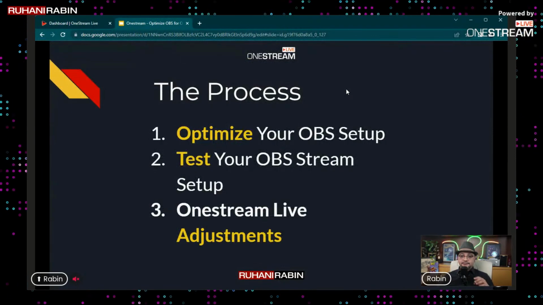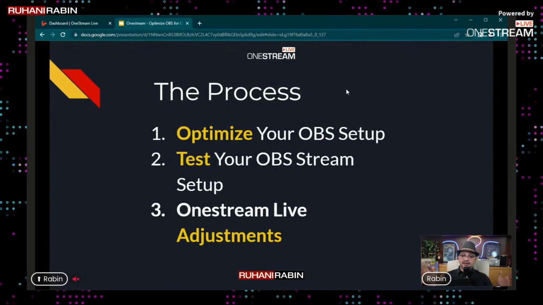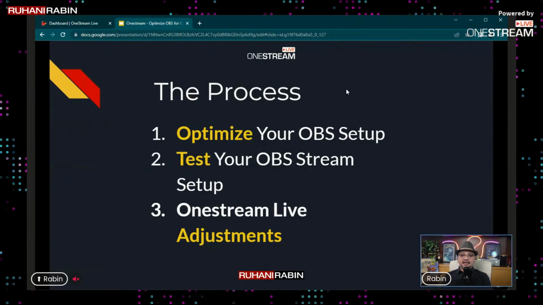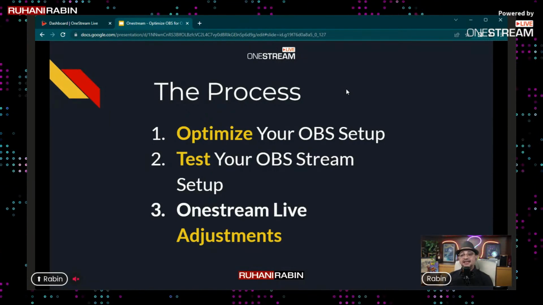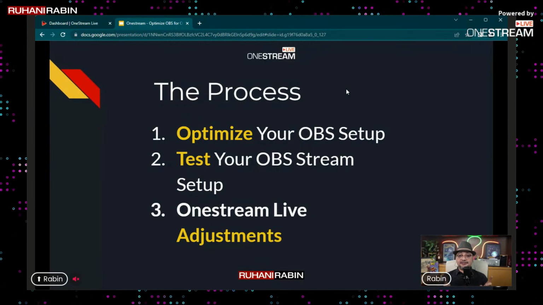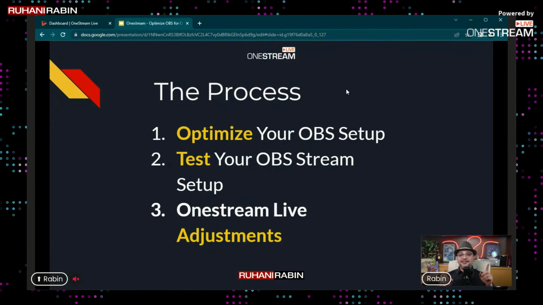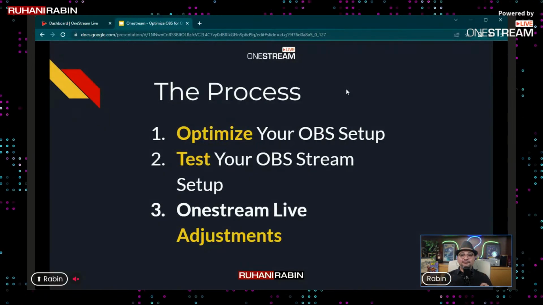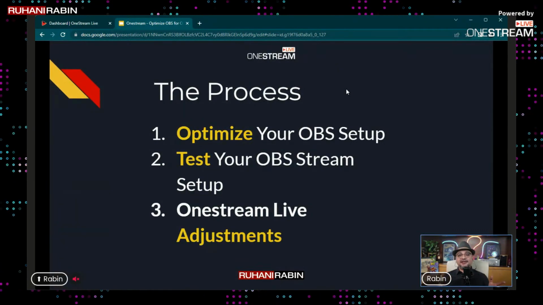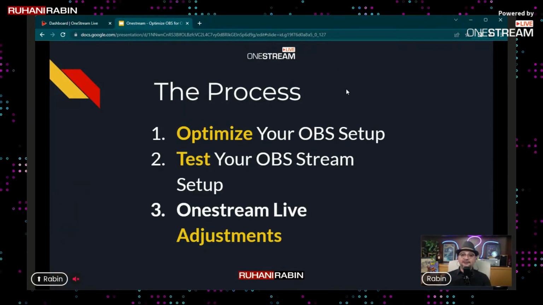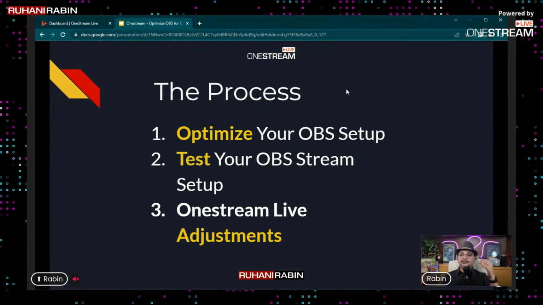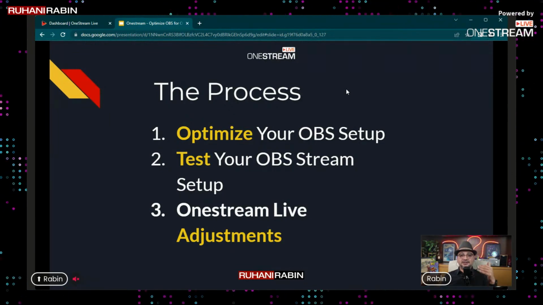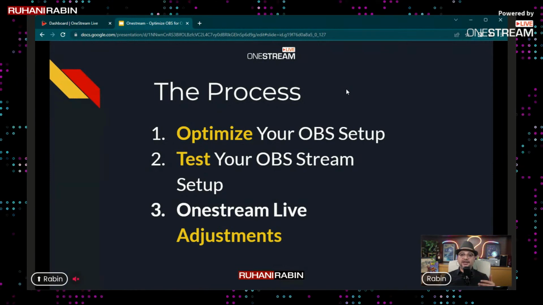So this is the process. Again, I'm recapping the entire thing. This has three major parts. One is optimize your OBS setup. Two is test your OBS stream setup. Test. Do multiple testing. The more you test, the more refined settings you can scale up. Then do the OneStream Live adjustments. Those are very minor. It's not a big part of it at all. The biggest part of the configuration is point number one. Then the rest is basically just test and fine tune or tweak a little bit here and there.